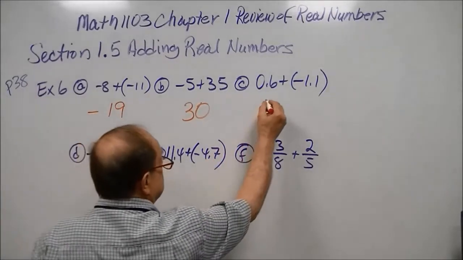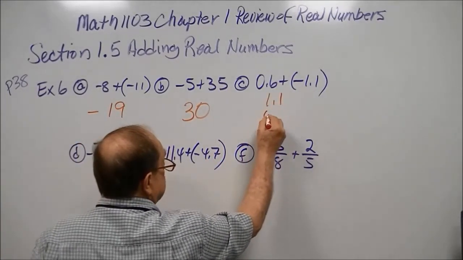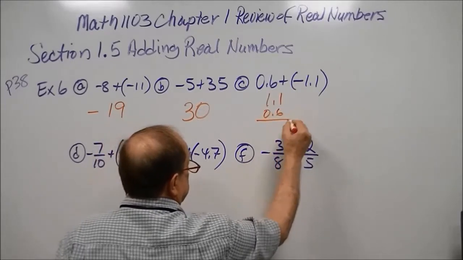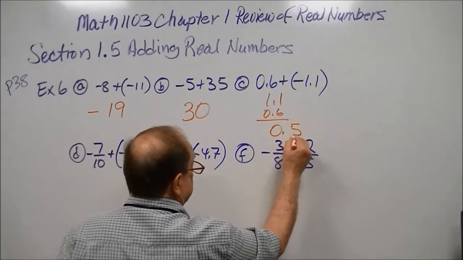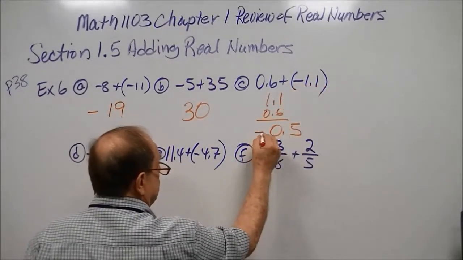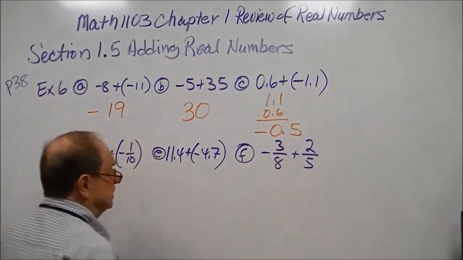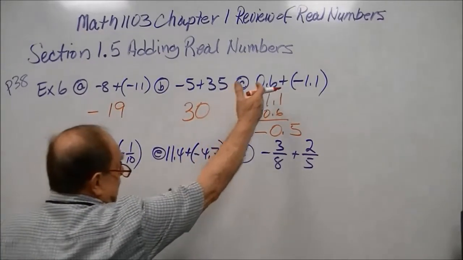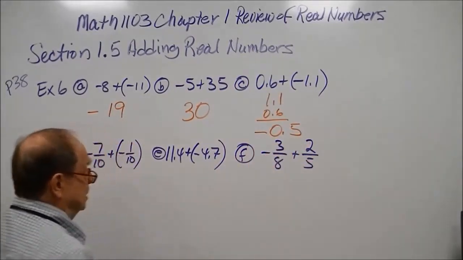Here we're going to subtract, and we get a 0.5, and we're going to apply the sign of the larger absolute value. Again, if you're using your calculator, just put it in that way and be careful of the decimals. I should have kept that lined up here. I moved it over a little bit.